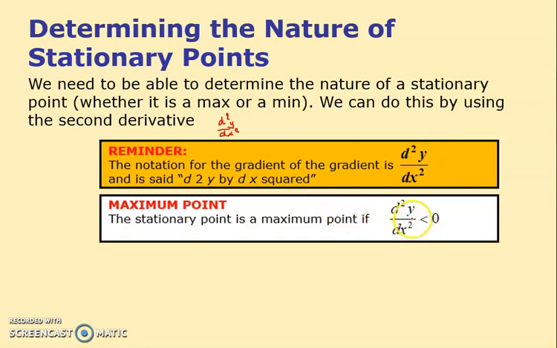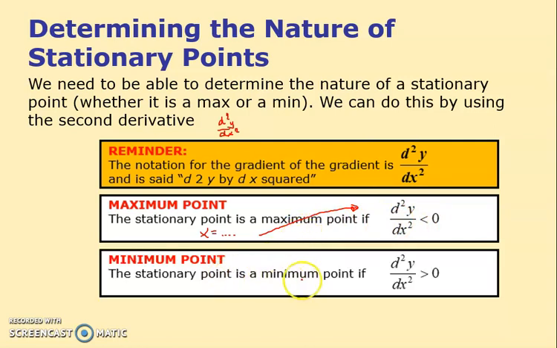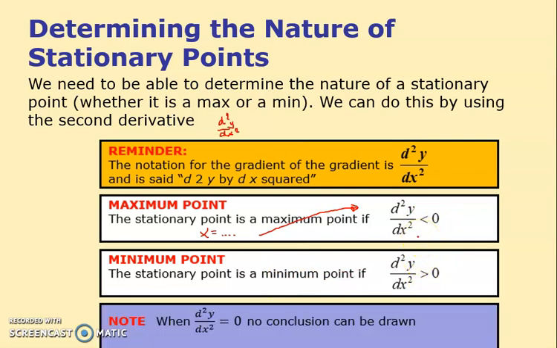A maximum point comes about if we find d2y by dx squared. We know what our stationary point is. It's got an x coordinate. And whatever x coordinate is, we sub it into this. And if d2y by dx squared is less than 0, then we know it's a maximum point. If d2y by dx squared is greater than 0, then we know it's a minimum point. There's obviously a question of what happens if it's equal to 0, and the answer is we can't be too sure of what it is.